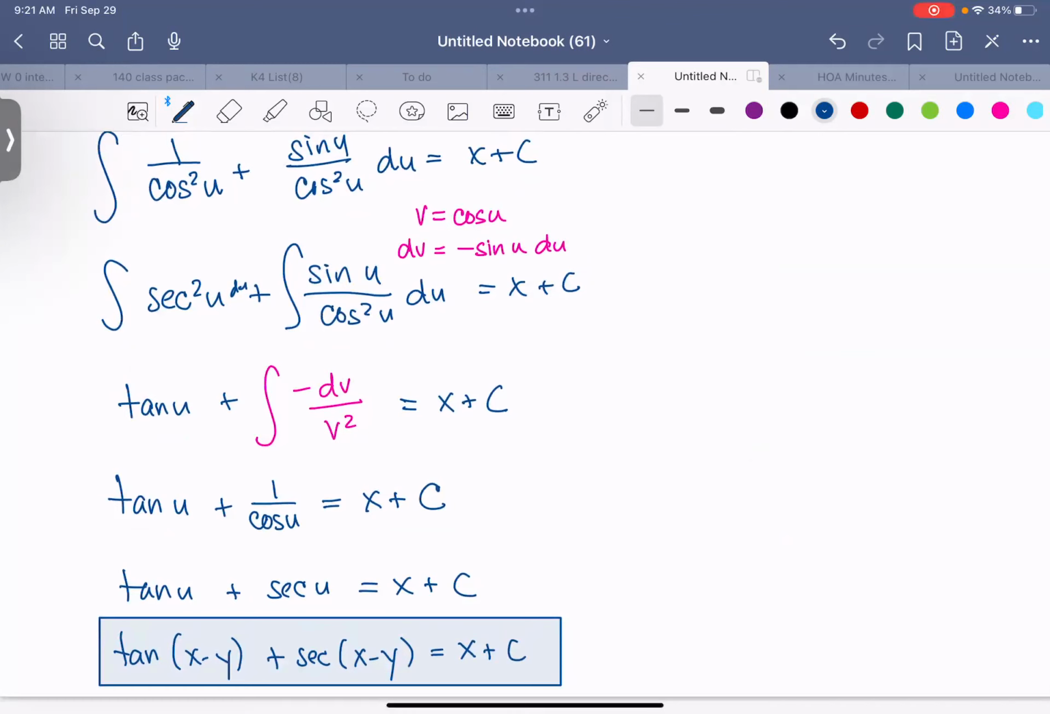So yeah, the integration on that one's a bit tricky. Yeah, really.